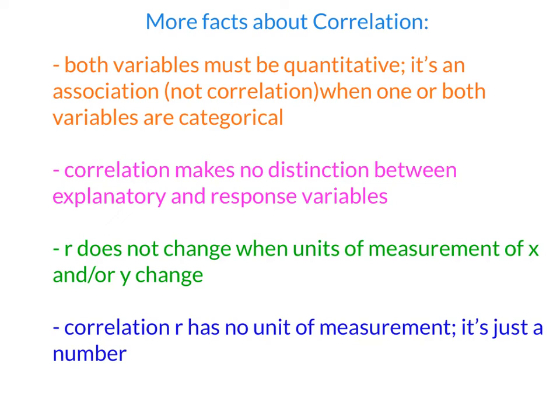Number two is that correlation makes no distinction between explanatory and response variables. The x and y doesn't matter. And R does not change when units of measurement of x and or y change. So if you measured those ball players in centimeters instead of inches or feet, your R value wouldn't change. And correlation R has no unit of measurement. It's just a number.